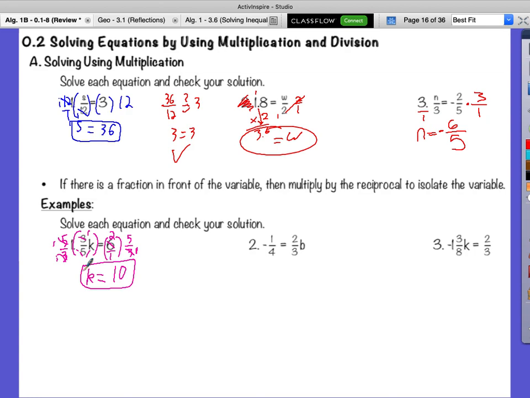Okay. So now on a problem like number 2, when you have negative 1/4 is equal to 2/3 b, how do you get rid of this fraction? You flip it and multiply, okay? So I want you guys to try number 2 on your own, please and thank you.